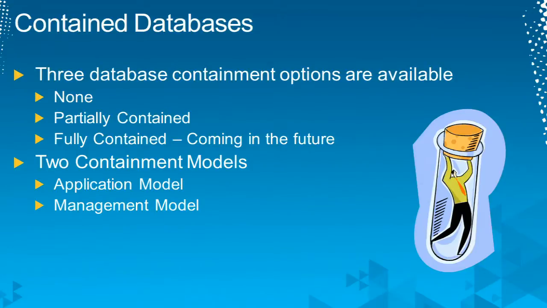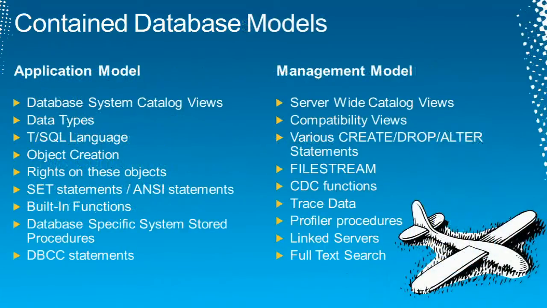Within the contained databases, there's two containment models. There's an application model and a management model. Basically, that's what's in it. Sorry for the eye chart. So the application model is just everything within the actual application context itself: tables, object creation, rights on objects, your typical ANSI statements, all the built-in functions, DBCC statements, stuff like that.